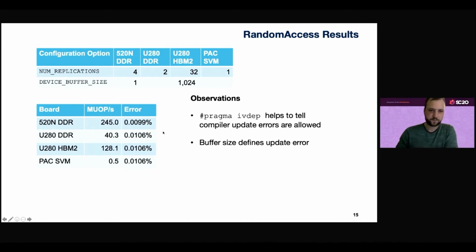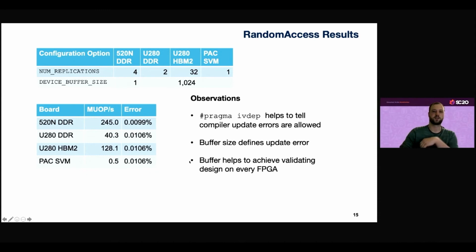For all the others, you can see that the error is exactly the same. This is because we picked the same memory buffer size for every implementation. This is also an interesting thing about this implementation. We can define the error that this benchmark will create in the end by defining the buffer size. This also helps to validate this design for every FPGA, because with the pragma call, we cannot be sure if this will create an error below the threshold of 1% or not.